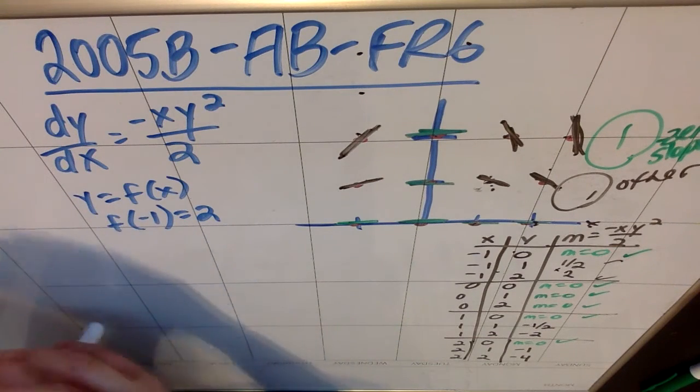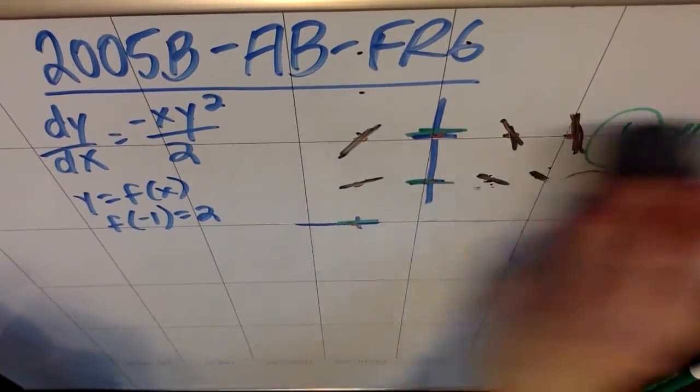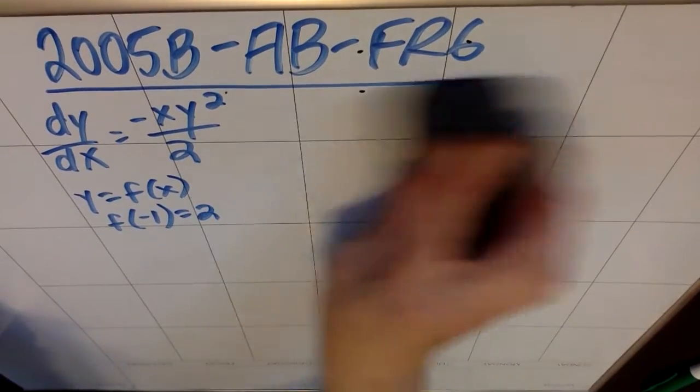Write an equation for the line tangent to the graph of f at x equals negative 1. Sorry, my brain is tragic. Cool. So let's erase all of our slope field stuff because we don't need it anymore. So that was part A, my slope field.